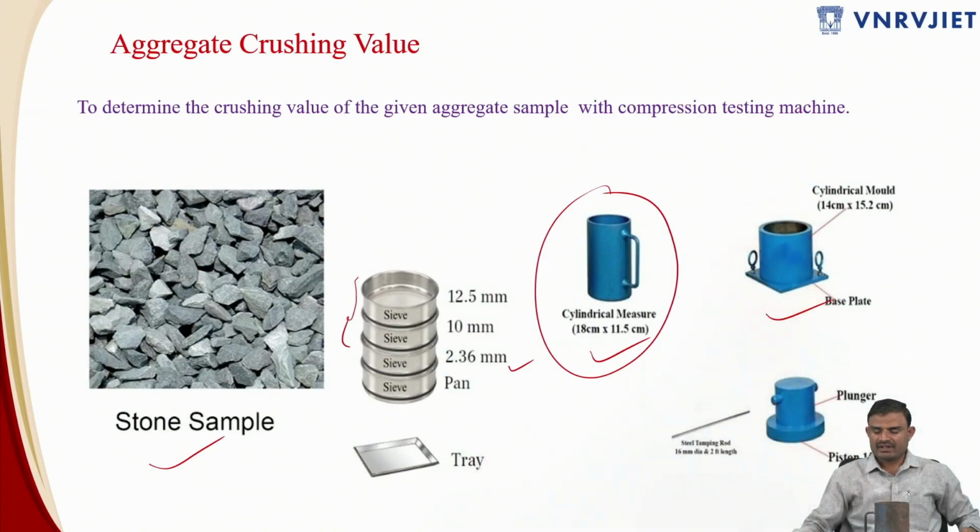After this, the aggregate has to be transferred onto the cylindrical mold. We are not going to test in this cylindrical measure. Instead we transfer the aggregate onto the cylindrical mold provided over here. I did not bring the cylindrical mold because of its huge weight. The aggregate sample from the cylindrical measure has to be transferred into the cylindrical mold. It has a base plate, and the internal diameter is 15.2 centimeters. This is very specific.